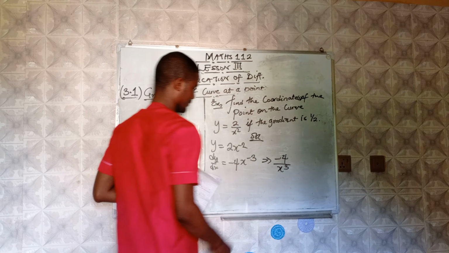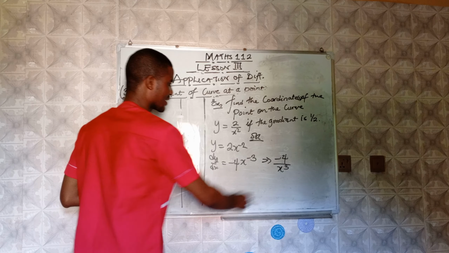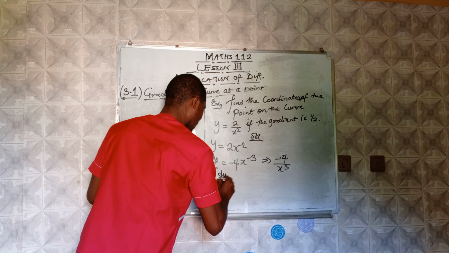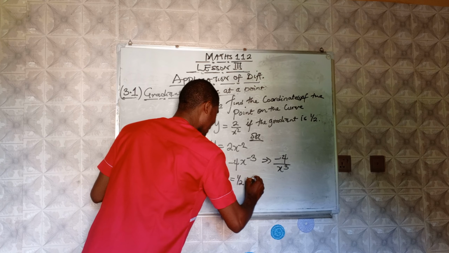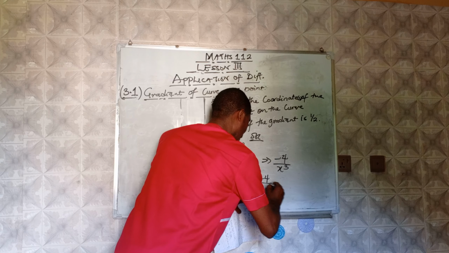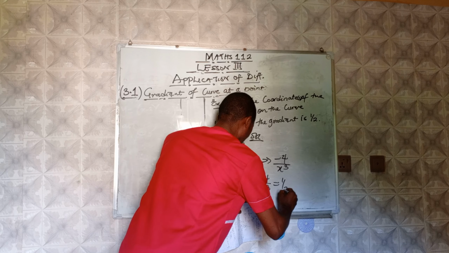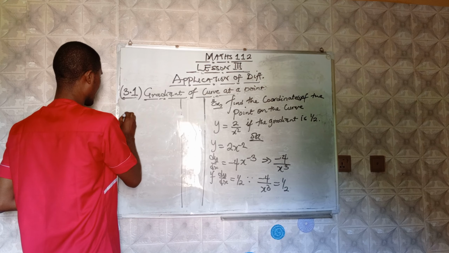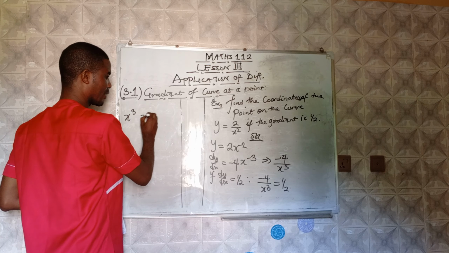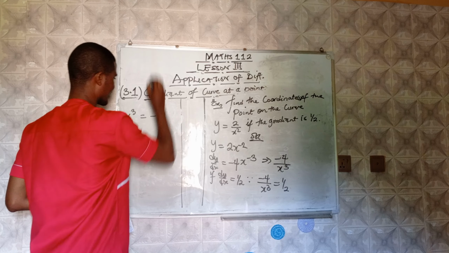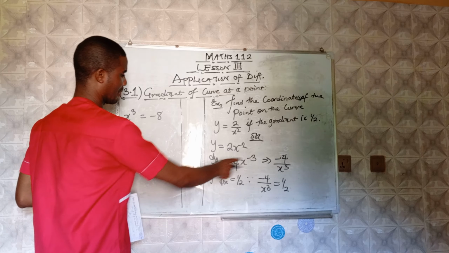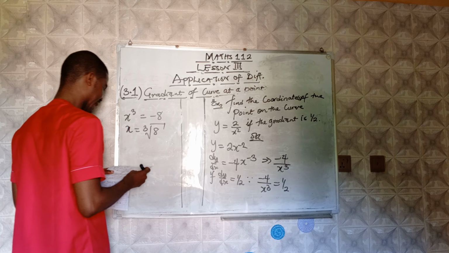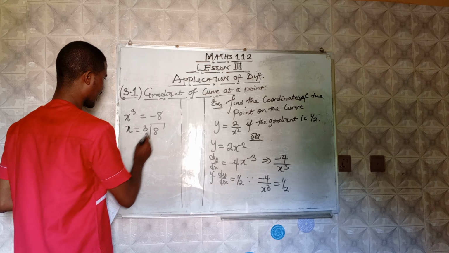Now, they said that my dy/dx is equal to half. That means this is equal to this. Therefore, minus 4 over x cubed should be equal to 1 over 2. At this point, I'm going to cross multiply. I'm going to have x cubed is equal to minus 8, so that x becomes the cube root of minus 8.